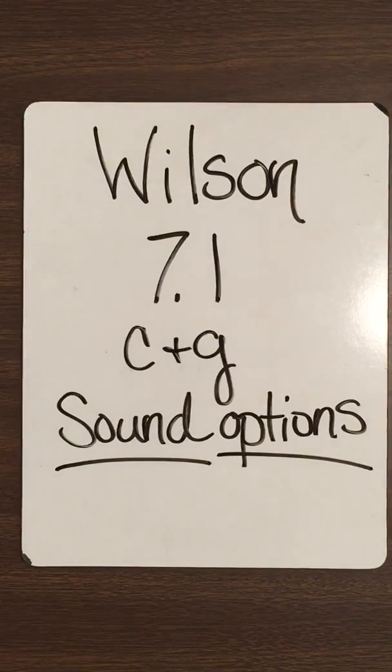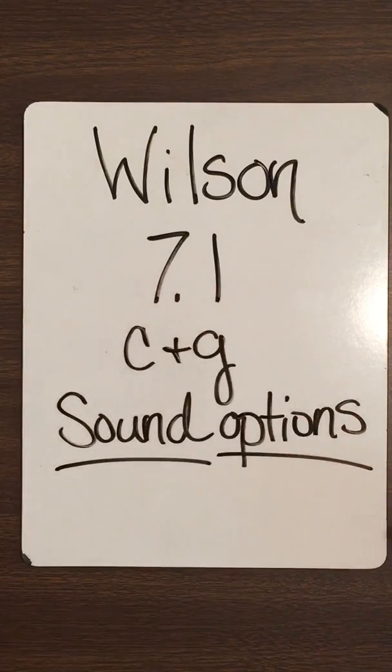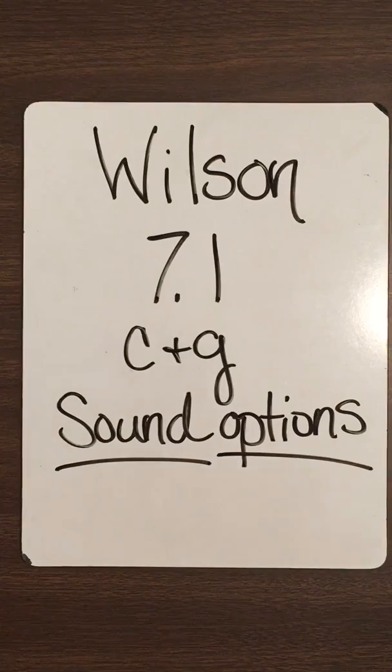This is your practice video for Wilson Book 7, Sublevel 1. That's 7.1. And we are working on C and G sound options.